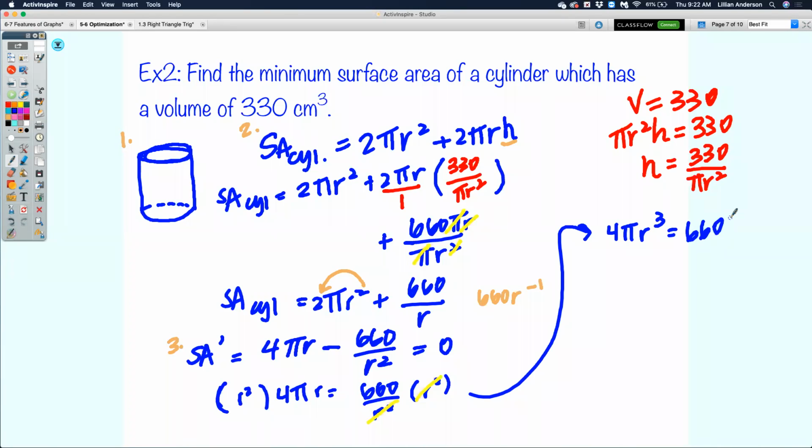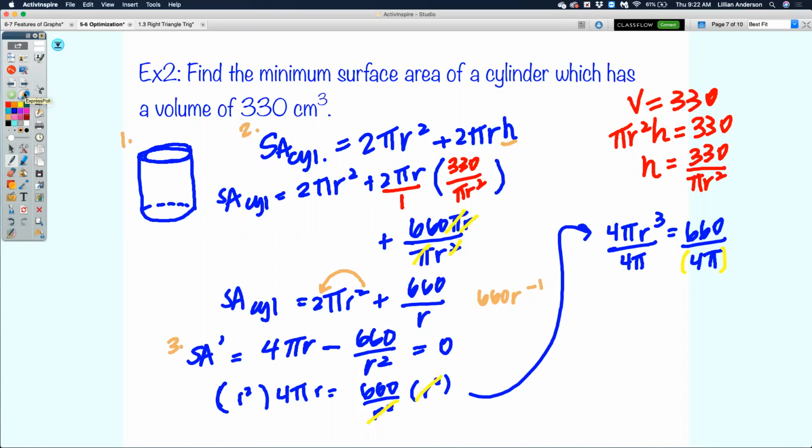And now I need to solve for my radius. To get it by itself, I'm going to divide both sides by 4 pi. Please be aware that if you type this into your calculator without using the fraction feature, you need to include parentheses around the 4 pi. Otherwise, the calculator is going to read order of operations and you'll end up with the wrong value.